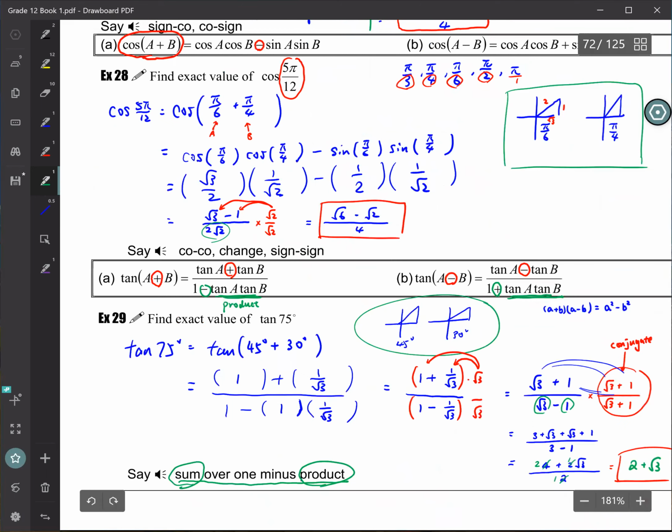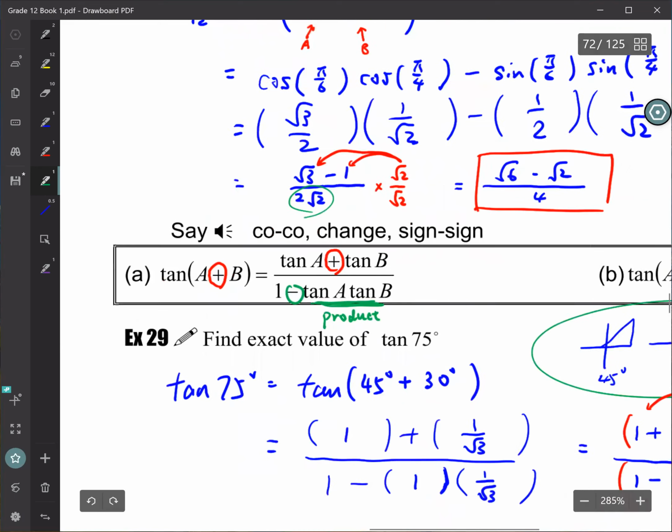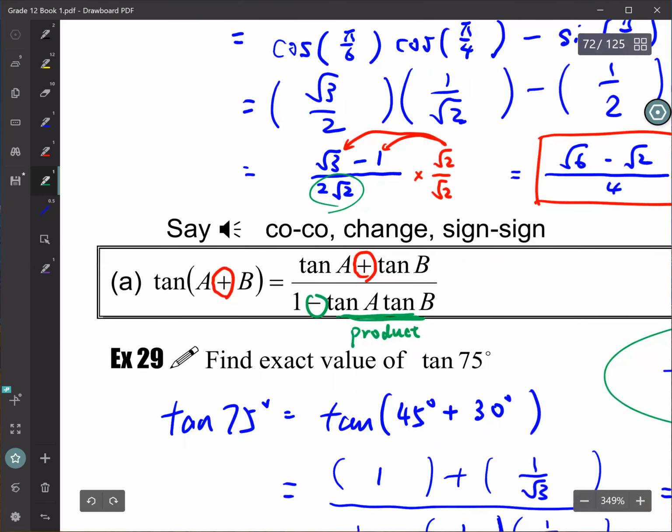Next pair we have to split up, say two different ways. All right, so let's say together here, tangent sum. Everyone: tangent sum, sum over 1 minus product. Sum over 1 minus product.